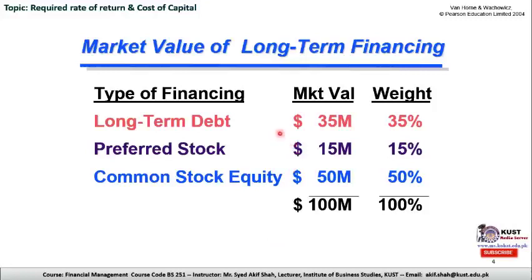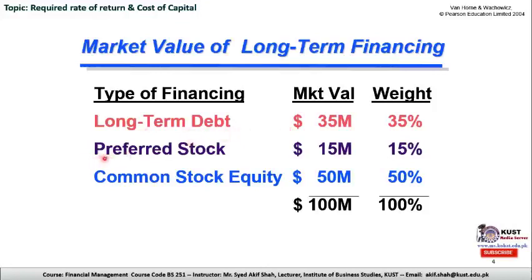In this case, the company's market value for the long-term debt, which can be money borrowed from the bank for a period of more than 1 year, or the company might have issued its own corporate bonds, which could be zero coupon bonds as well as coupon-paying bonds, is worth $35 million. The company has generated $35 million from long-term debt instruments.